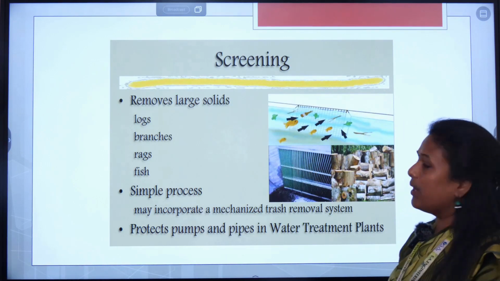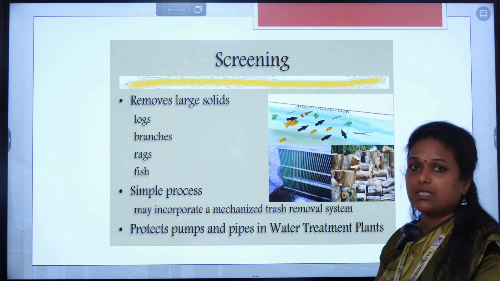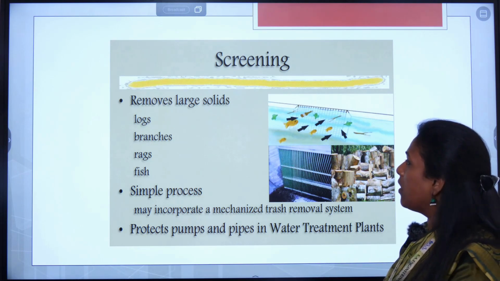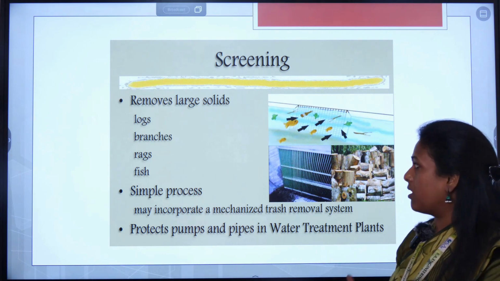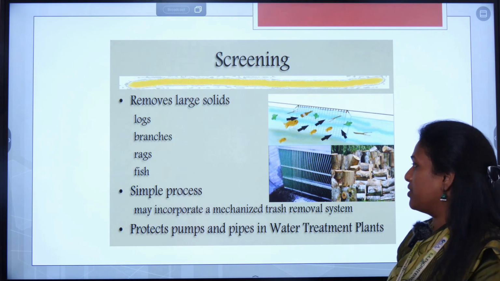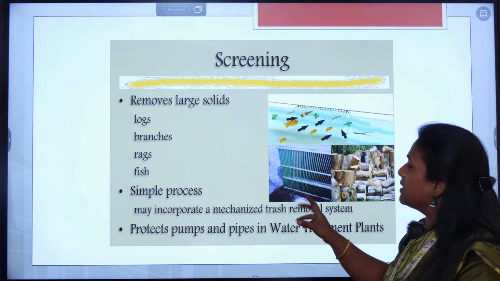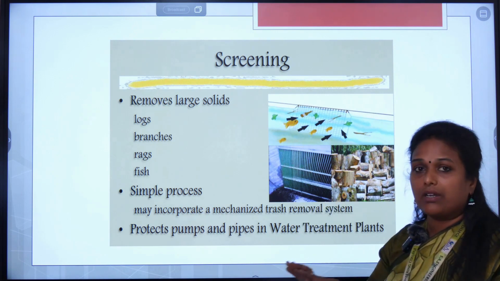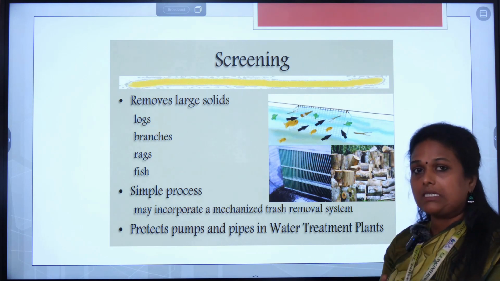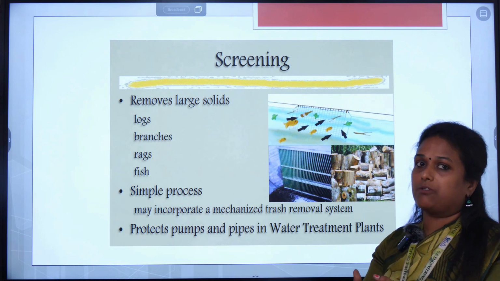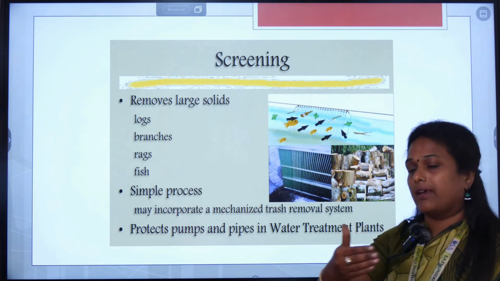Let us see the water treatment processes one by one. So the first one is screening, where we are removing large solids and objectionable matter like logs, branches, rags, some fishes, that will be removed using a screening operation. So this comes under the unit operation, where we are not including any chemical or biological process, only physical means. We are putting a screen, and the water passes through the screen, the floating matter is stopped there and the water gets through.